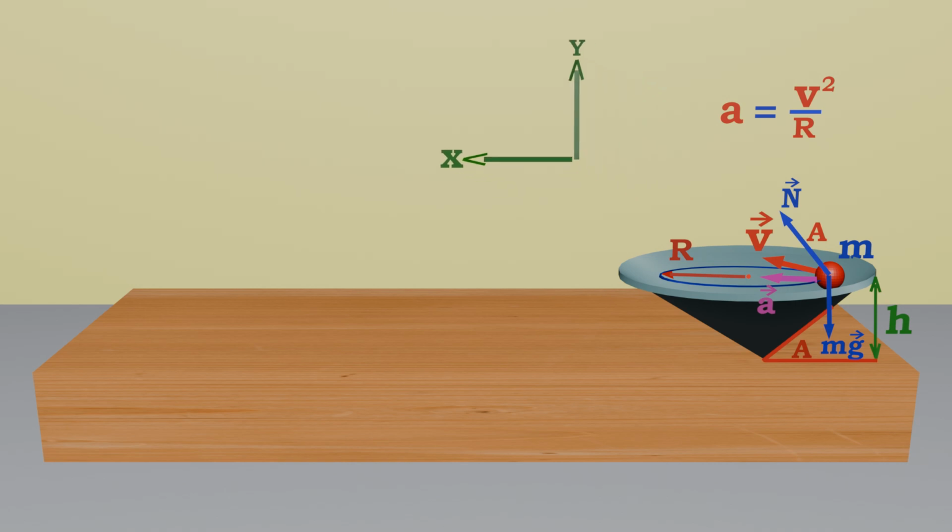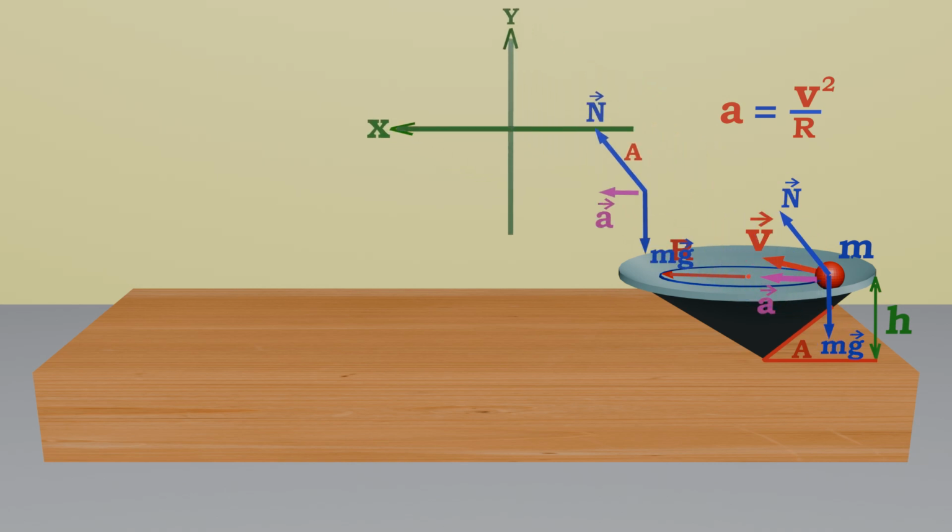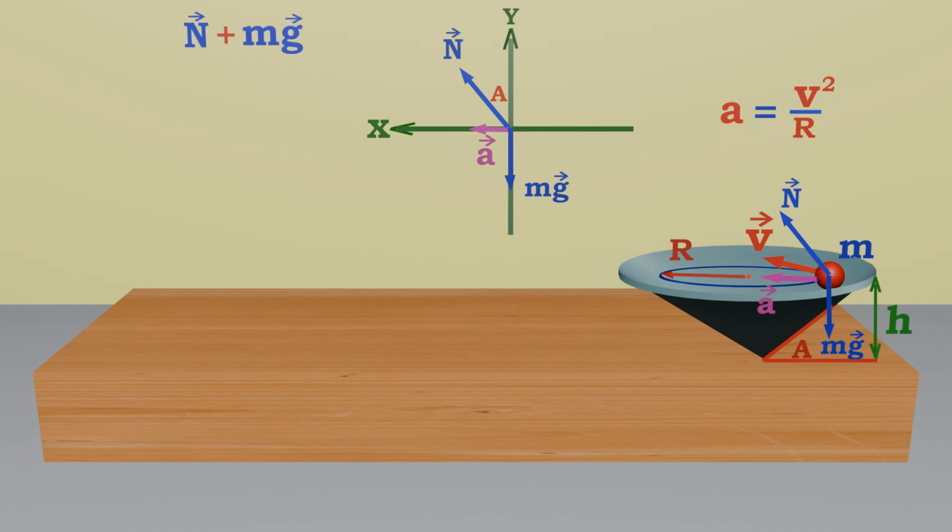Let's take a look at the free body diagram. Formally, Newton's second law is expressed as N plus mg equals ma. But to carry out actual calculations, we need to break the force vectors into components along the x and y axes and write Newton's second law in scalar form for each axis. The x component Nx is N sine a, and the y component Ny is N cosine a.